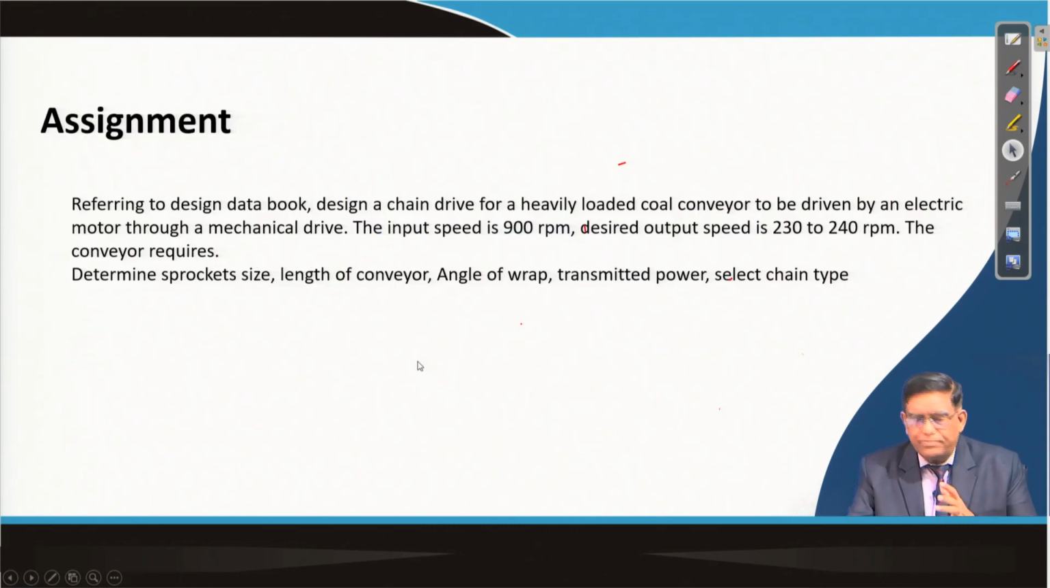Normally you will have to do it, and I wish that you do an exercise as an assignment: design a chain drive for a heavily loaded coal conveyor to be driven by an electric motor through a mechanical drive. The input speed is 900 rpm, and the output speed is 230 to 240 rpm. You determine the sprocket size, length of the conveyor, angle of wrap, transmitted power, and select the chain type. You will have to do these as an exercise by following a design data book for chain conveyors, and many other references are also available.